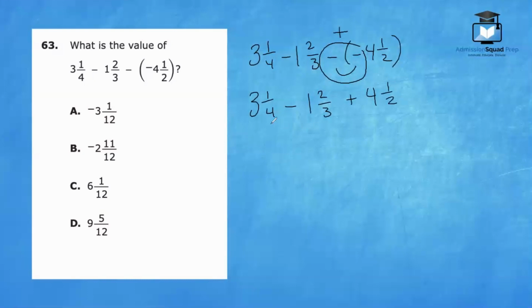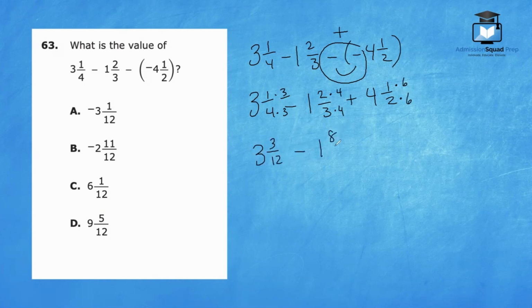Our next step is to get the common denominator for all of these fractions. We will change the denominators to a 12 by multiplying the first fraction by 3/3, multiplying the second fraction by 4/4, and multiplying the third fraction by 6/6. Now we have 3 3/12 minus 1 8/12 plus 4 6/12.